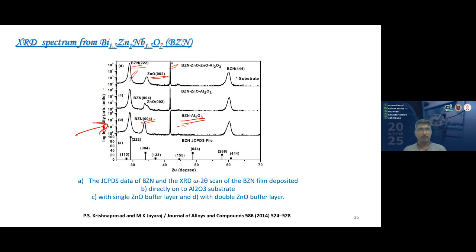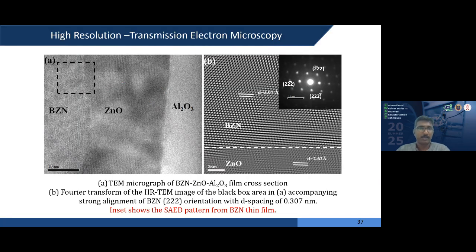The epitaxial growth of BZN thin films was also confirmed using high resolution transmission electron microscopy. This is a cross-sectional image of a BZN thin film deposited on Al2O3 with a zinc oxide buffer layer. The Fourier transform image of the black box area shown in the first figure is given in the second figure, and the SAED pattern is also given. The sharp intense spots and sharp interfaces again confirm the epitaxial nature of the thin films.